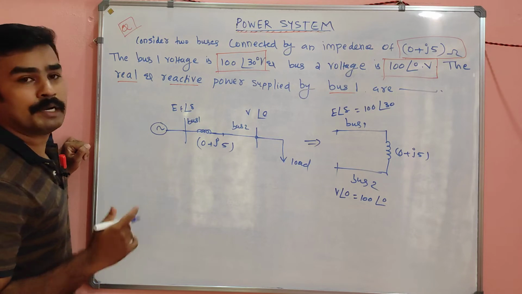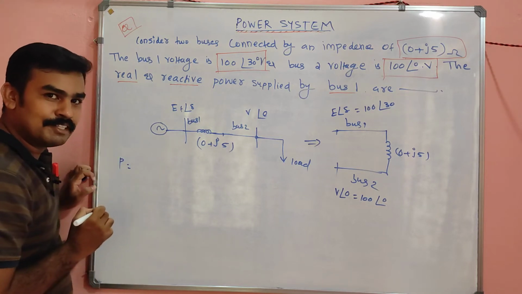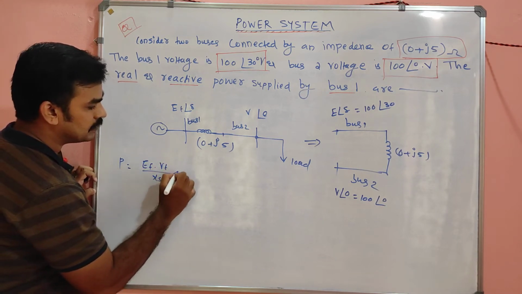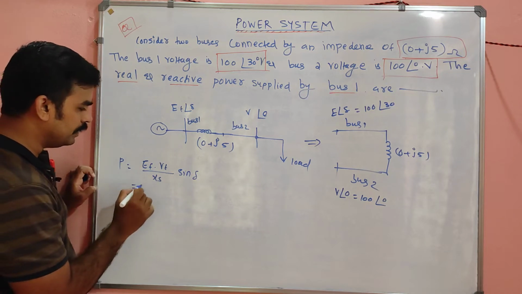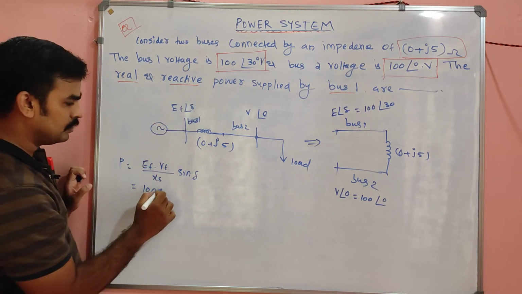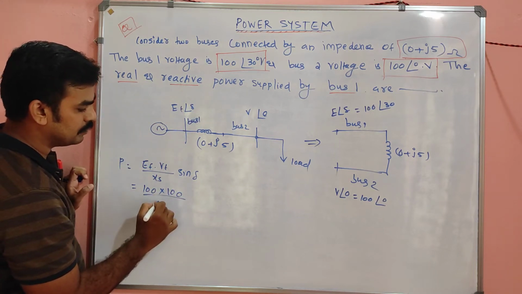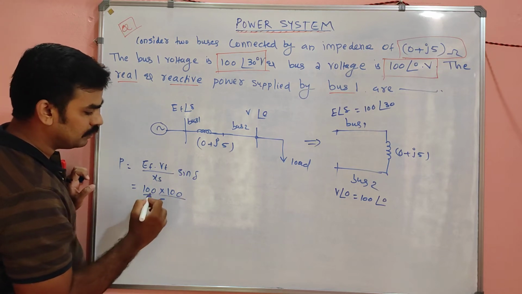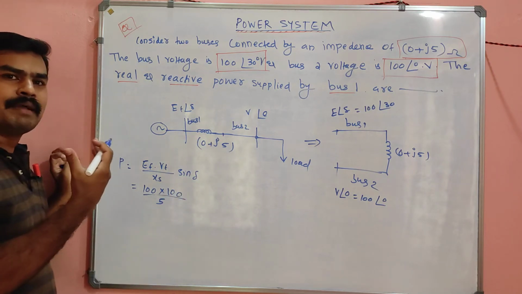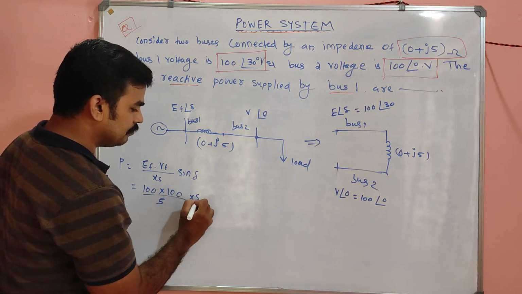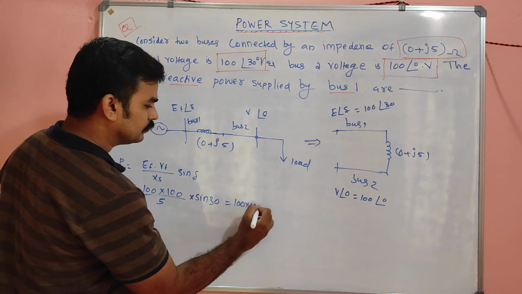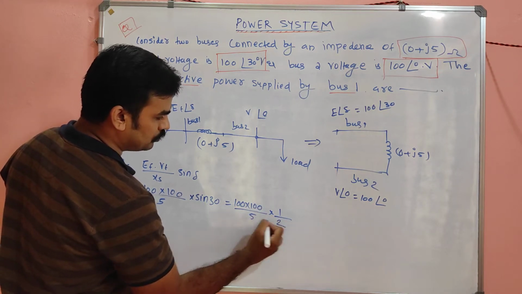The real and reactive power supplied by bus 1. The real power is P, and P is equal to EF into VT divided by XS into sine delta. EF is 100 and VT is 100, both have magnitude 100. So 100 into 100 divided by XS. You can simply take the magnitude only. Don't go for the angle, we just need the magnitude. Into sine delta, and sine delta is sine 30. So the answer will be 1 by 2.